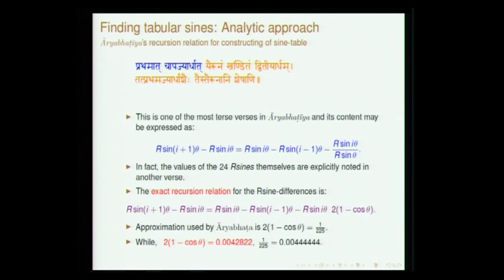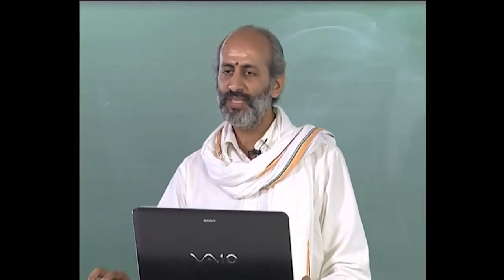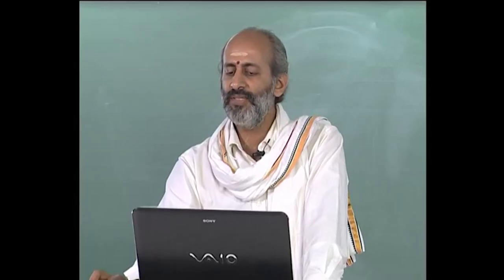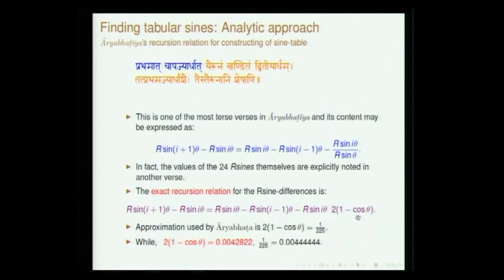So the method which has been presented by Aryabhata is to essentially get the sine difference table. What he does is, from the previous value, these two terms put together, you have the previous value of sin theta. Divide by this factor, which is 1 by 225, what Aryabhata has chosen. The exact recursion relation is easily obtained. One can show that the factor which we will have here is 2 into 1 minus cos theta.